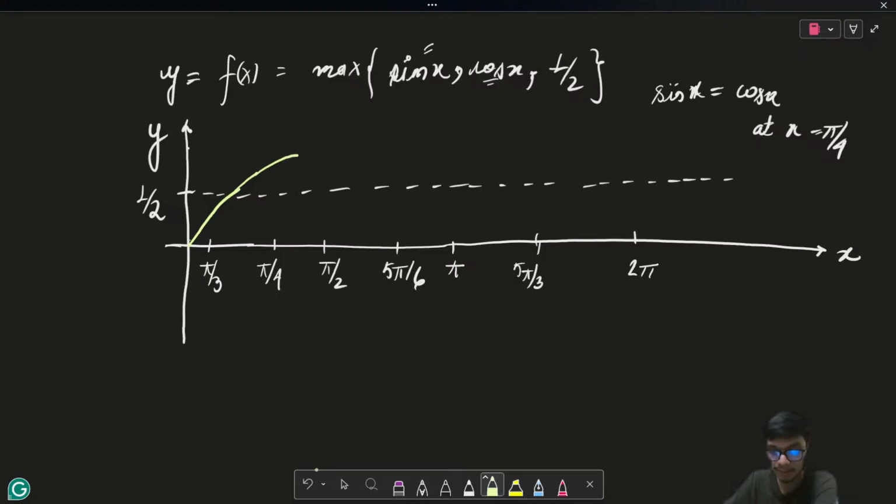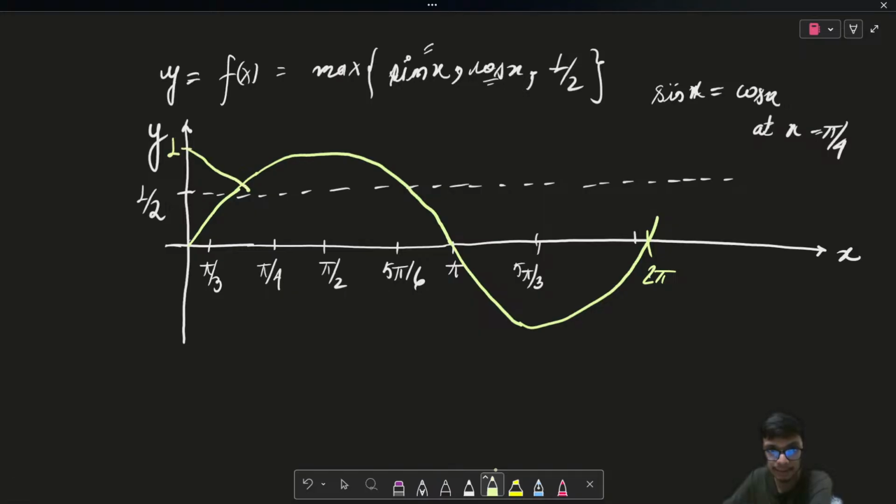Okay, so the sine curve will be given as this, and again at pi it will be 0, and again over here somewhere like this. Okay, I hope this is clear. This is a sin x curve, right? Similarly, for cos x, the curve is like this. So it will start at 1 and will intersect at pi by 4.